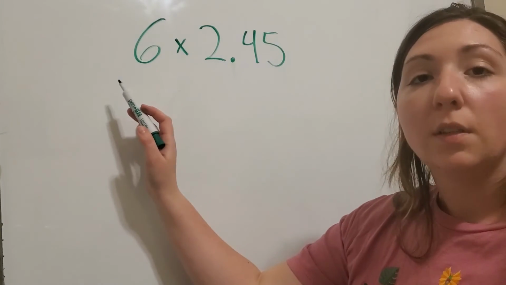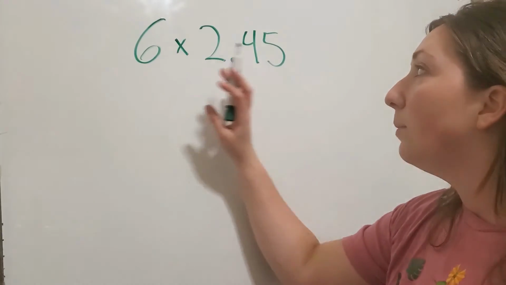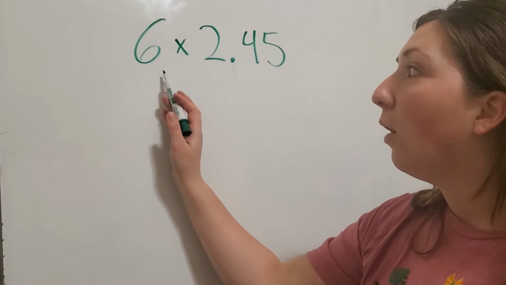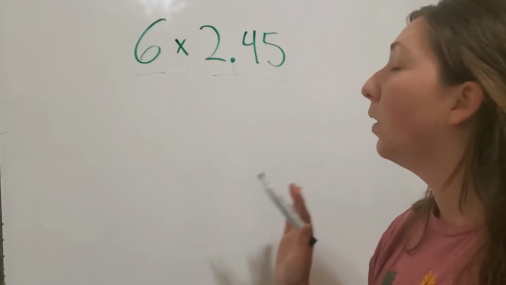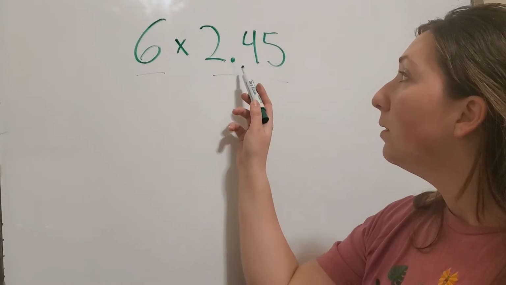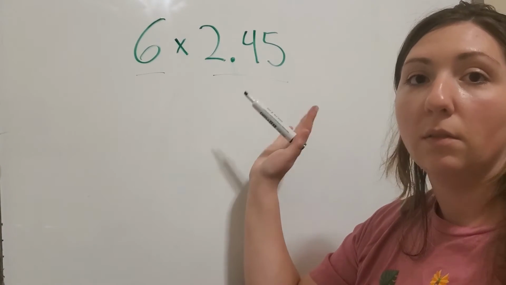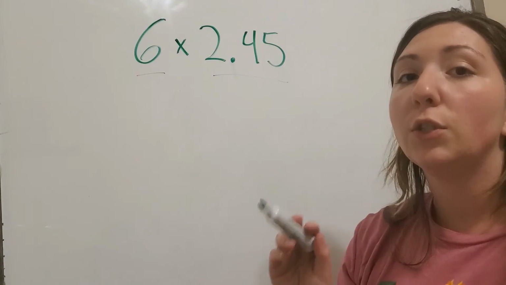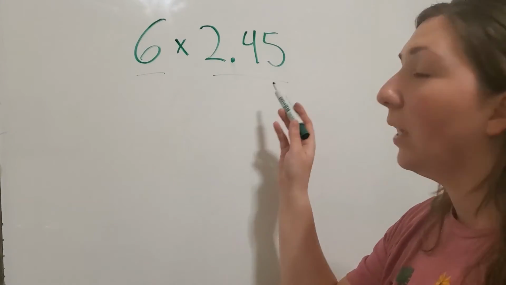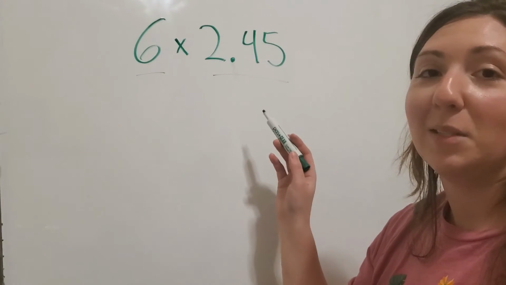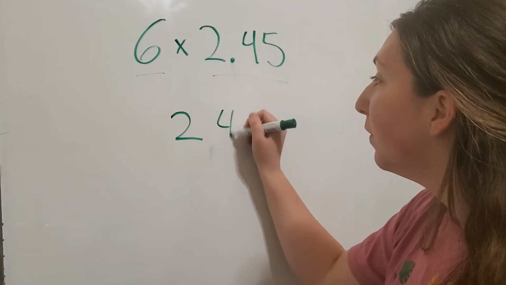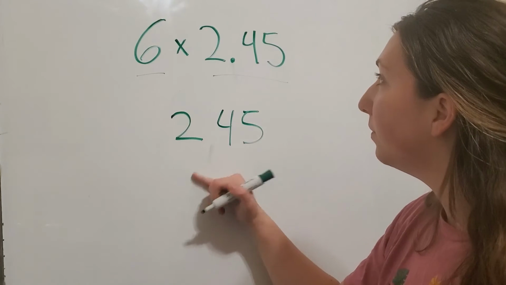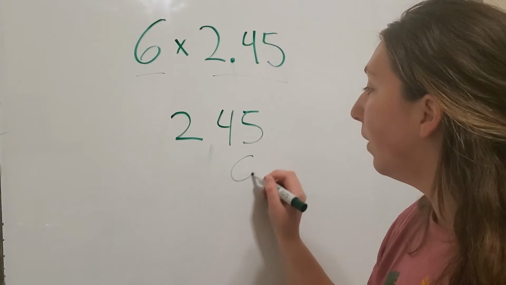So in the first example, we had a decimal times a decimal. Right here, we have a whole number times a decimal. So like before, we are not going to start out worrying about this decimal. We're just going to forget it for a second and make sure we add it at the end by looking at how many digits are behind that decimal point. Okay, so we're going to do 2, 4, 5, and we're going to multiply it by 6.